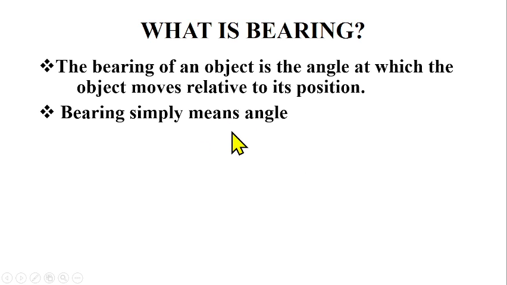But the bearing is relative to the position of the object we are discussing, or whose bearing we are finding. That means without position there's nothing like a bearing. The object must have a position before you can think about bearing. And like I said, bearing simply means angle. So when I ask you to find the bearing, they're asking you to find an angle. When the question says find the bearing between this point and the other point, definitely you are looking for an angle. So that's what bearing is.